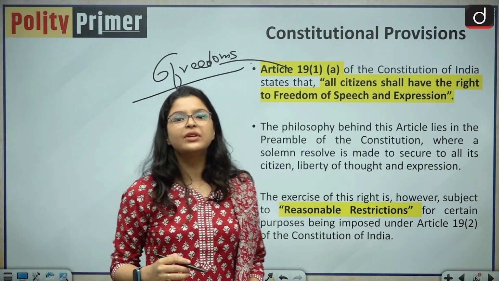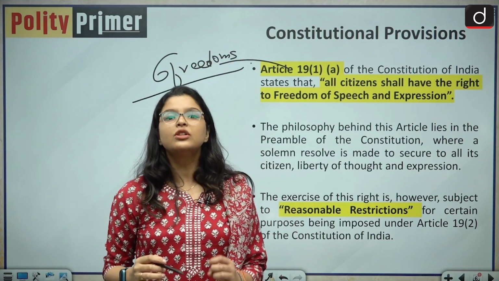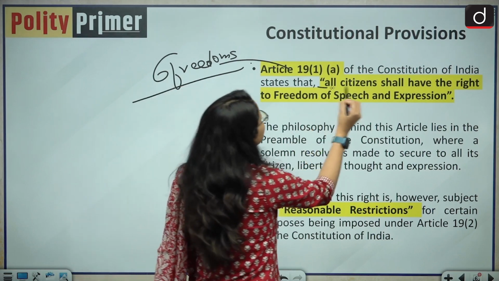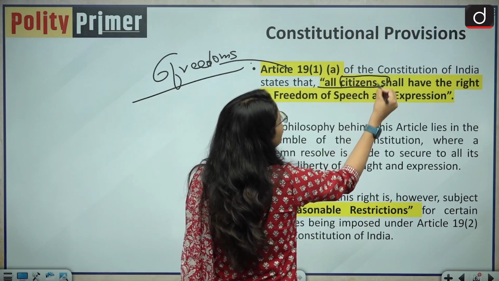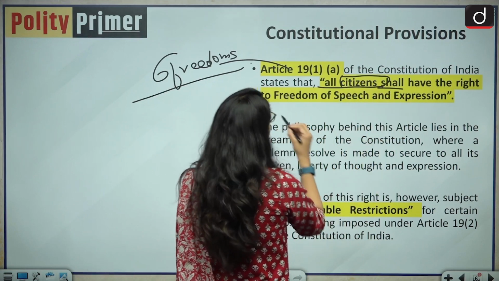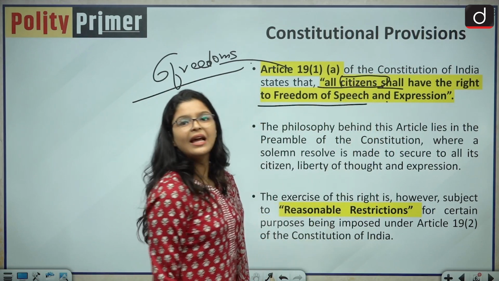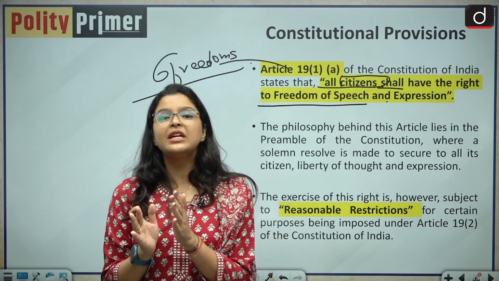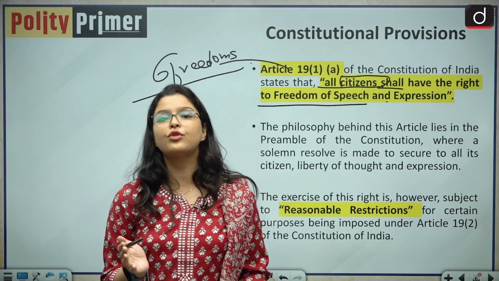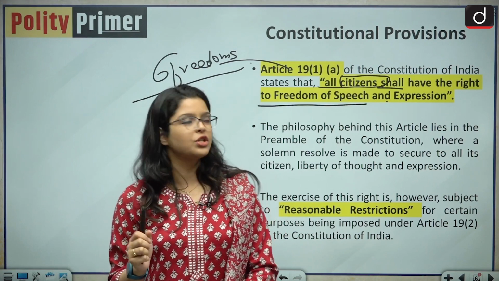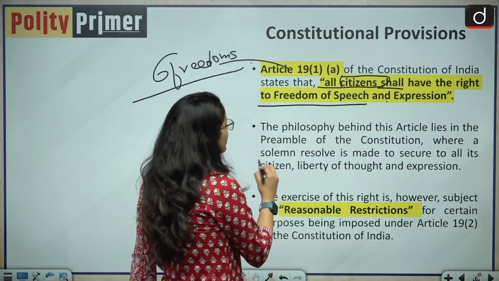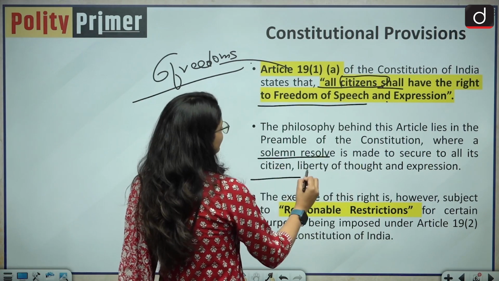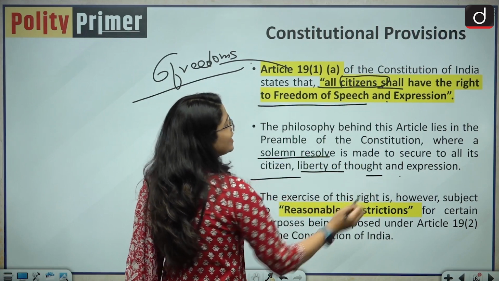And one of these is freedom of speech and expression. So Article 19 Clause 1 Clause A states that all citizens, the word here is citizens, kindly note that, shall have the right to freedom of speech and expression. And the genesis of this right, or the philosophy of this right, is borrowed from the preamble to the Constitution, which talks about the solemn resolve to secure to all of its citizens liberty of thought and expression.